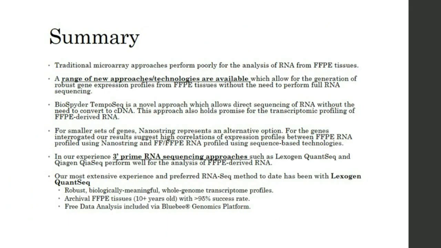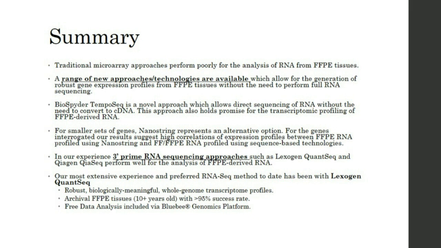So to summarize, essentially, we know that traditional microarrays tend to perform poorly with RNA from FFPE tissues, especially older tissues, more than 10 years old. And there are now a range of new approaches and technologies available to allow the generation of robust gene expression profiles from formalin-fixed paraffin-embedded tissues without the need to perform costly full RNA sequencing. So we briefly talked about BioSpyder, which we haven't used too much, but it's a promising technique. And this is the technique that involves direct sequencing of the RNA.